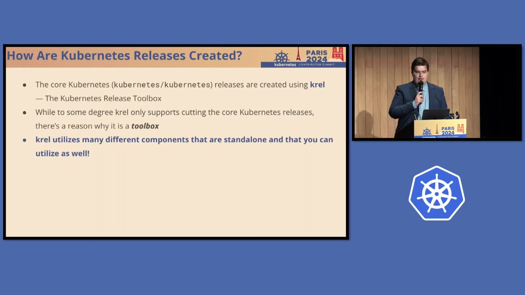You might ask, for the beginning, how are the Kubernetes releases created, and what do we do exactly there. The core Kubernetes releases, speaking of kubernetes/kubernetes, are created using krel, and it stands for the Kubernetes Release Toolbox. While to some degree krel only supports cutting the core Kubernetes releases, there's a reason why it's a toolbox, right? krel utilizes many different components that are to some degree standalone and that you can also use in your projects, and we're going to see how to do that today.